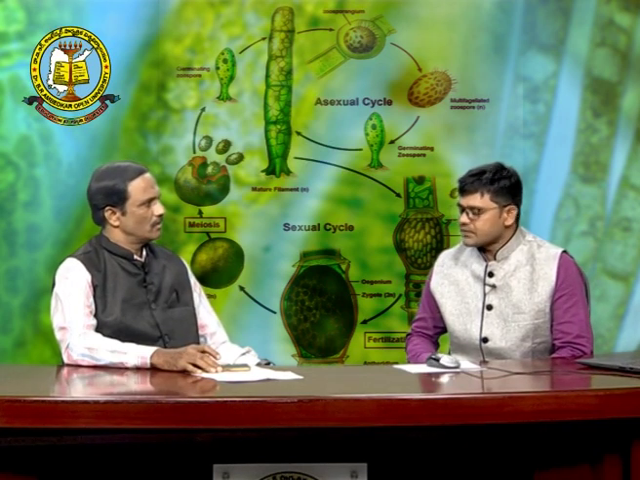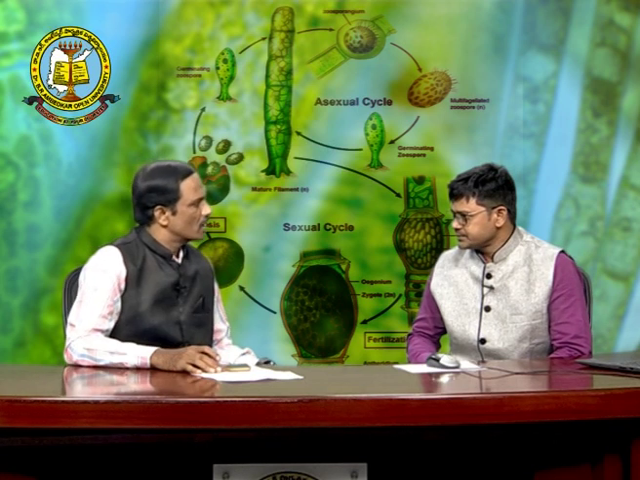So, this is about algae, and in algae there are 11 classes. If you take some of the important classes, there are Chlorophyceae, Phaeophyceae and Rhodophyceae, that we are going to discuss. From Chlorophyceae the member Oedogonium, from Phaeophyceae the member Sargassum, and from Rhodophyceae Polysiphonia.